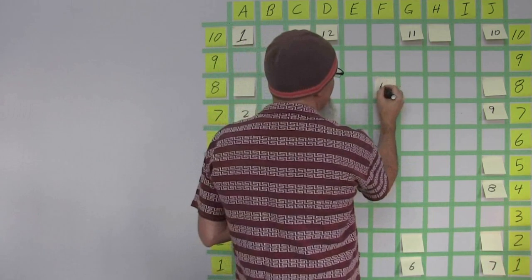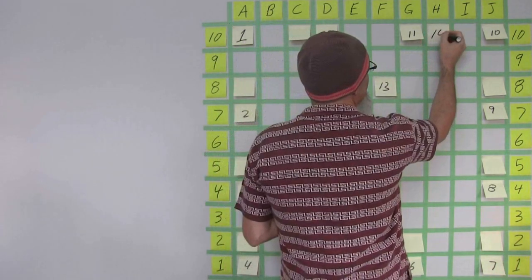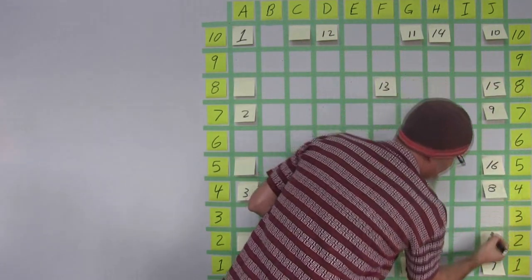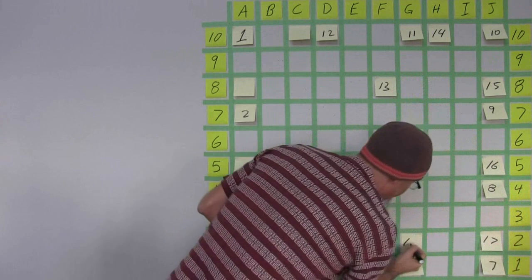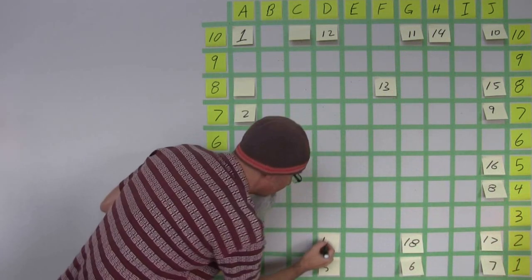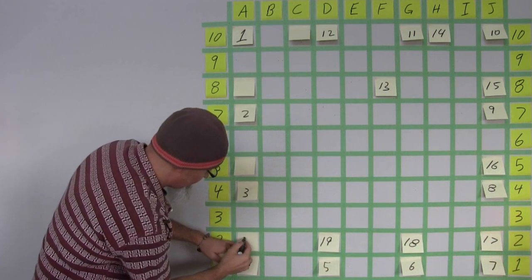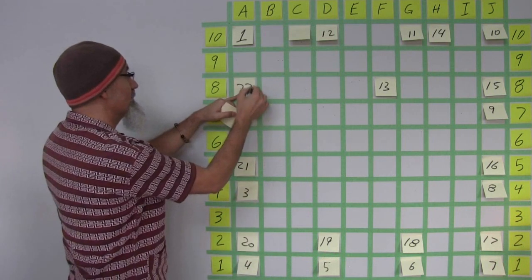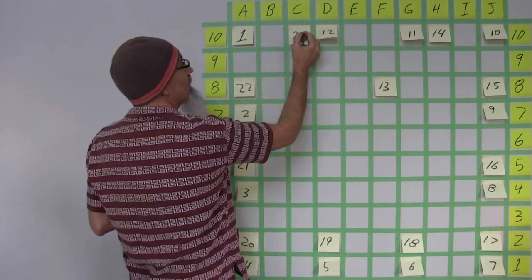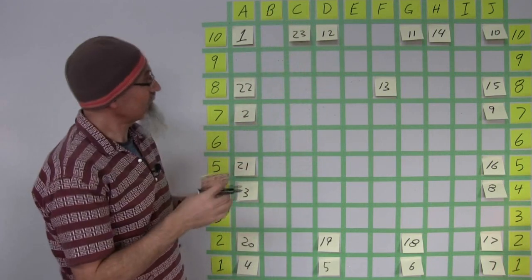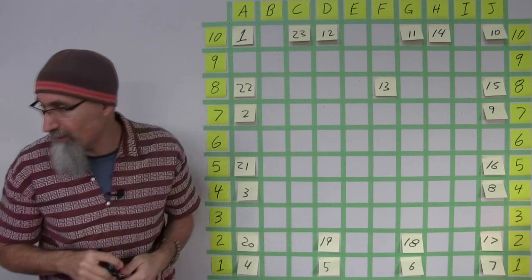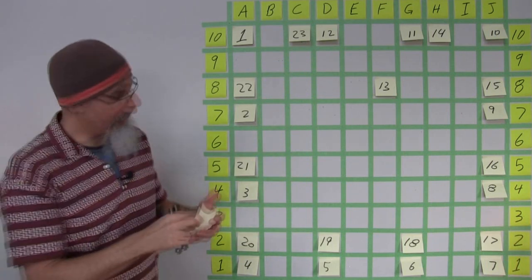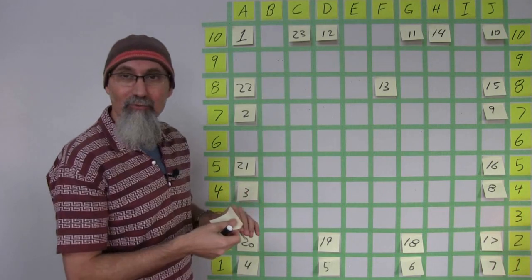So we got 13, 14, 15, 16, 17, 18, 19, 20, 21, 22, 23. We can go around still. Yeah, let's go around. That's our rule right now, right?